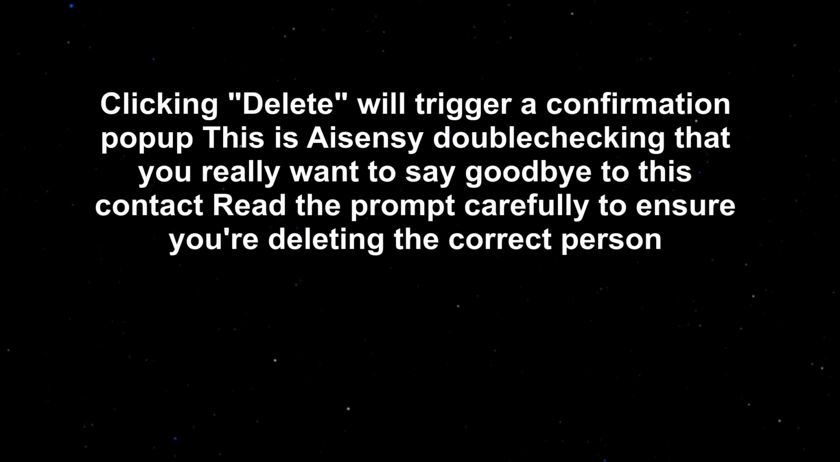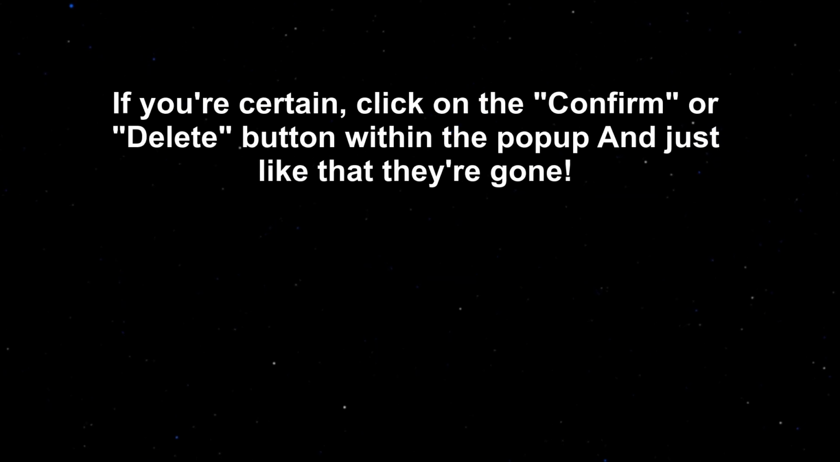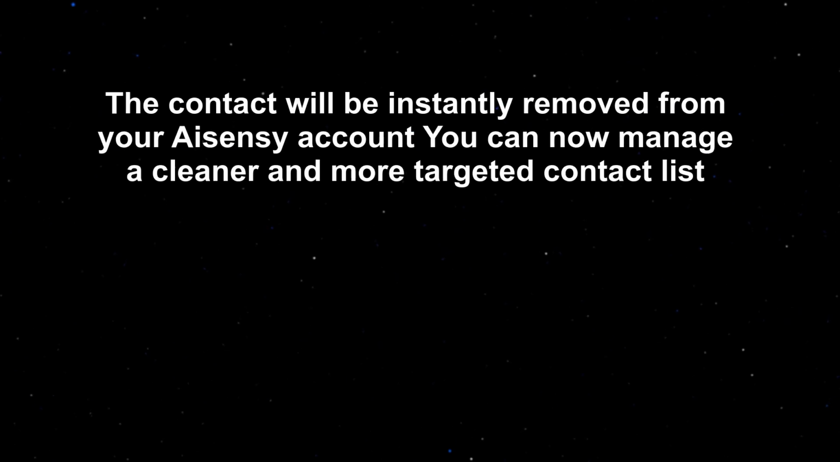Clicking Delete will trigger a confirmation pop-up. This is Aisensy double-checking that you really want to say goodbye to this contact. Read the prompt carefully to ensure you're deleting the correct person. If you're certain, click on the Confirm or Delete button within the pop-up, and just like that, they're gone. The contact will be instantly removed from your Aisensy account. You can now manage a cleaner and more targeted contact list.